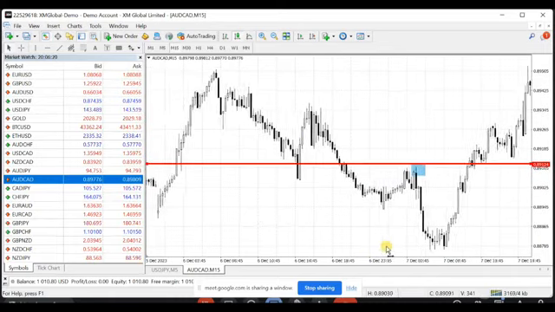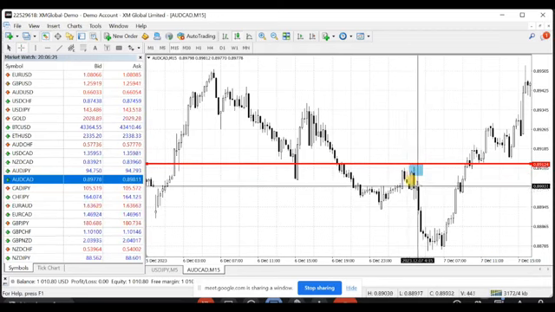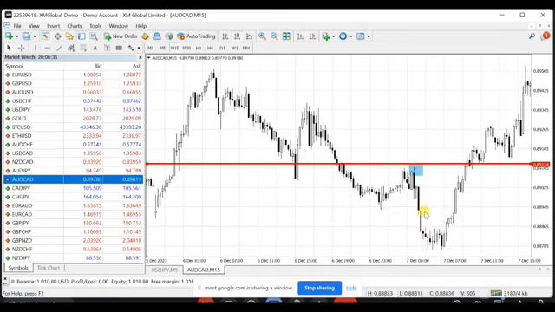So let me move back a little and target 20 to 30 pips. So let's look at that. What do we have? You see, 25 pips. It got to 25 pips before it turned around. So this is how to use the liquidity sweep strategy.